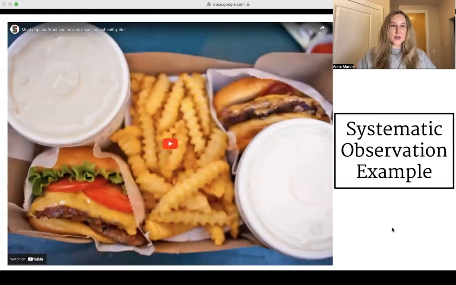Okay, so I wanted to show you a couple examples. Let me make sure that you can hear. So, okay, I'll have to fix that in a moment. So this example is an example of systematic observation. So that would be quantitative observation. So let me fix my sharing so you can hear.